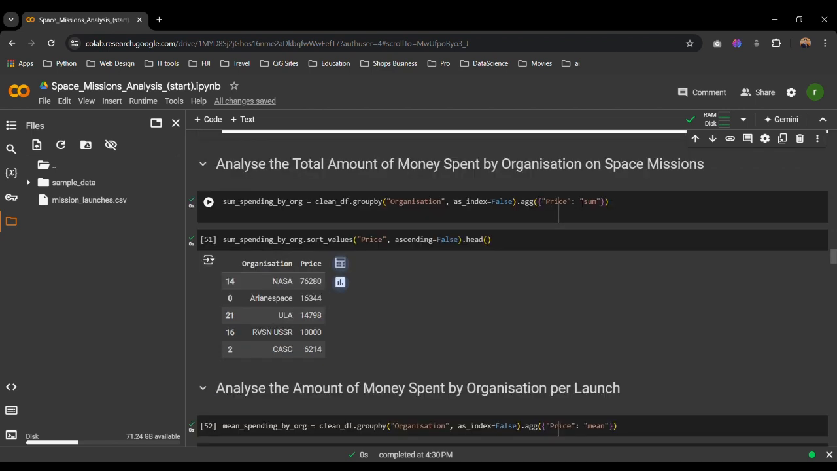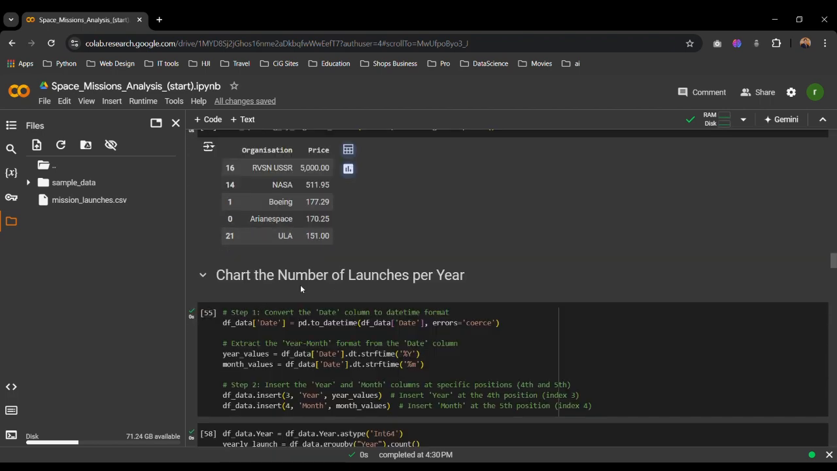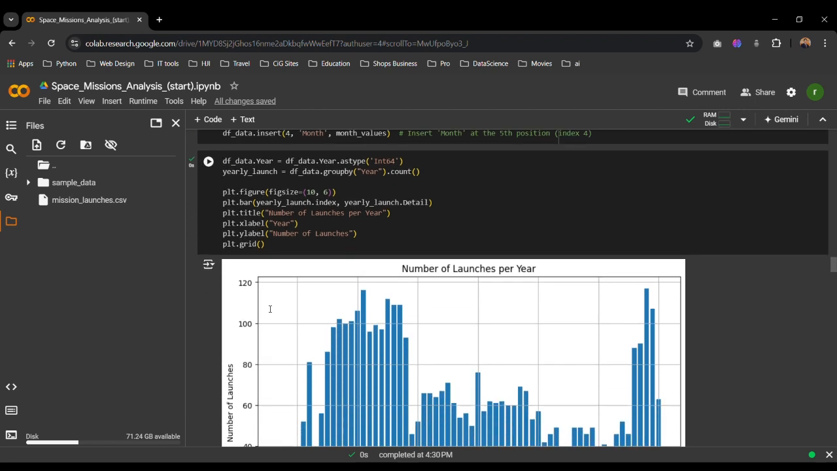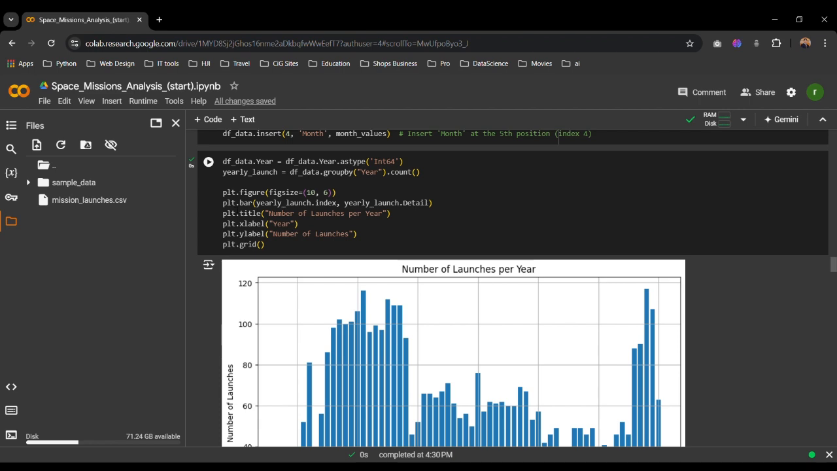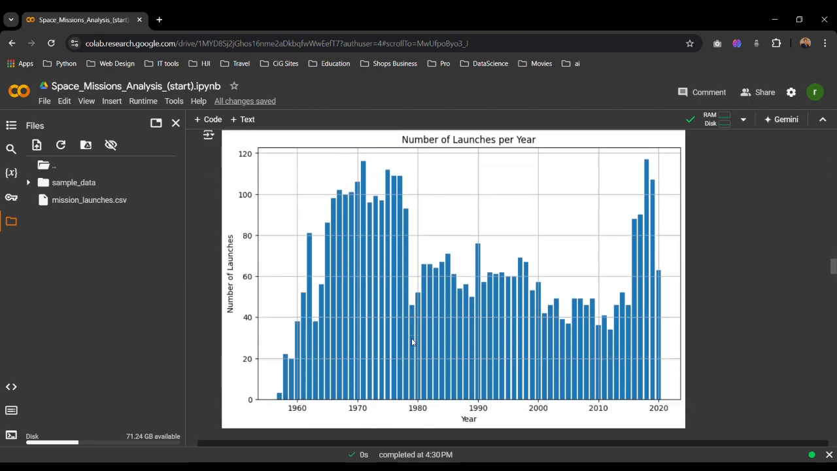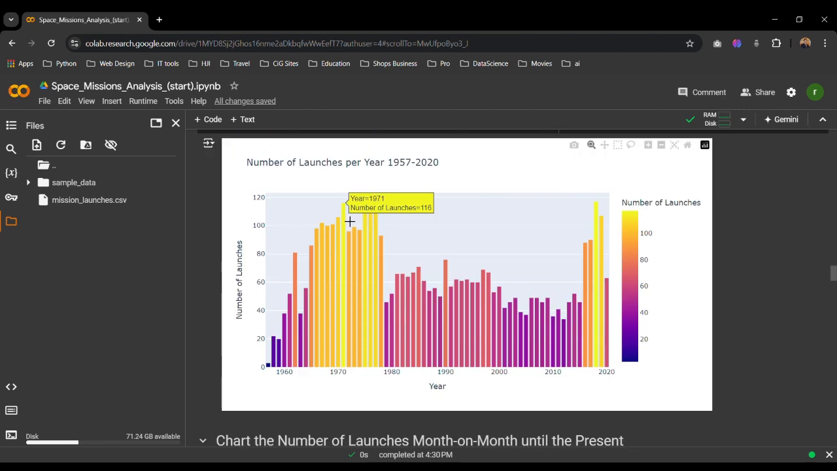We analyze the total amount of money spent by organization on space missions. We use the aggregate price. So that's our technique, and the result, guys, is this. And if we chart the number of launches per year, this will be the result, guys. From 1960 until 1980, there was kind of a space race era. I think this is Matplotlib bar, okay, and while this one, we're using Plotly Express bar. Okay, for example, this one, 1971, number of launches during that year is 116.